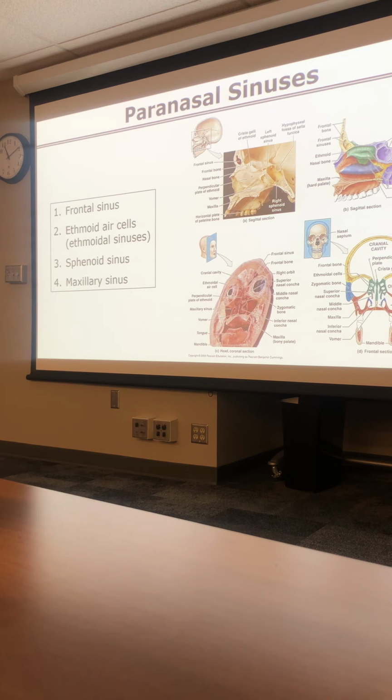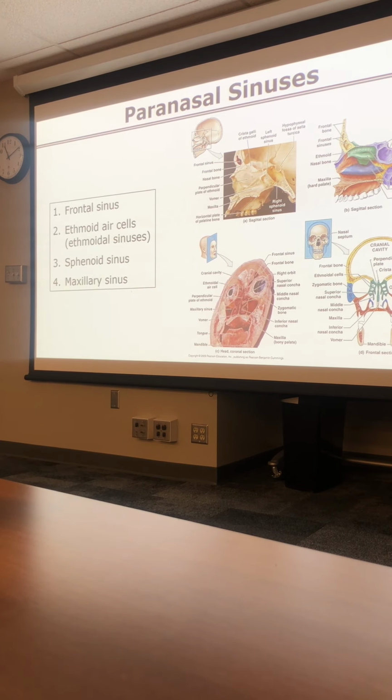And remember, these all connect back to the nasal cavity. So when you think about the frontal sinuses, think about superior to the eyes, the orbits. Ethmoid air cells, also known as the ethmoid sinuses, are several compartments separated deep in the nasal area. Sphenoid is behind that, and maxillary is going to be inferior to the eyes in this area here.